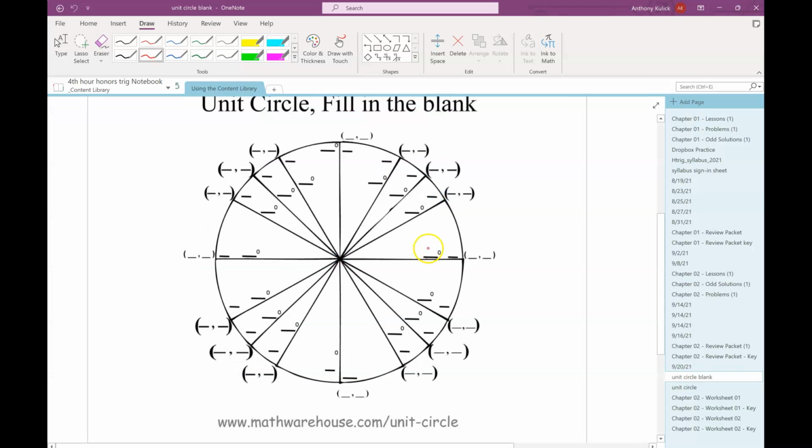So we'll start here. This is 0 degrees, also 0 radians. The point here, the x and y coordinate, would have to be 1, 0. Again, if we know the radius is 1 and we're flat on the x-axis, it's got to be that.